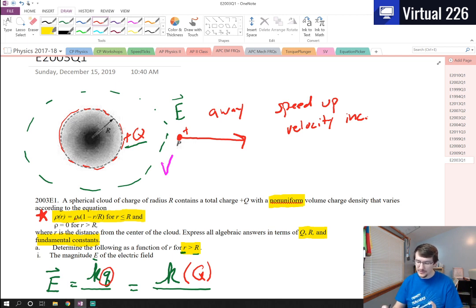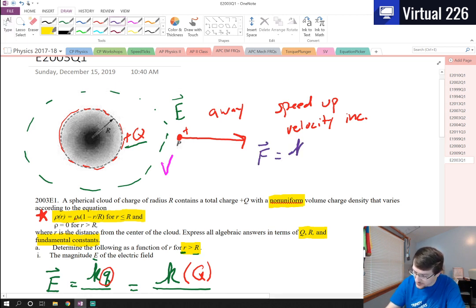And the reason this occurs is because as this proton moves further and further away, the force acting on the proton is going down. If we take a look at Coulomb's law real quick, the force acting here is equal to k, Q, and then one of these Q's is the big cloud, over r squared. As we get further and further away, that force acting on the proton goes down. And remember, this equals the mass of the proton times the acceleration.